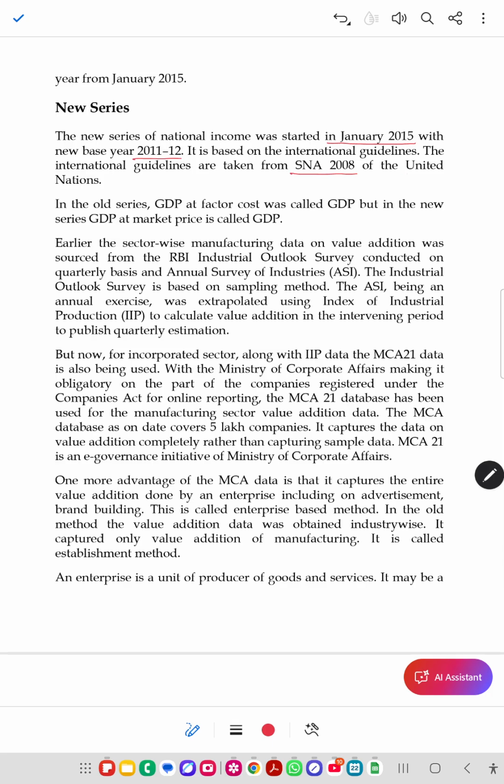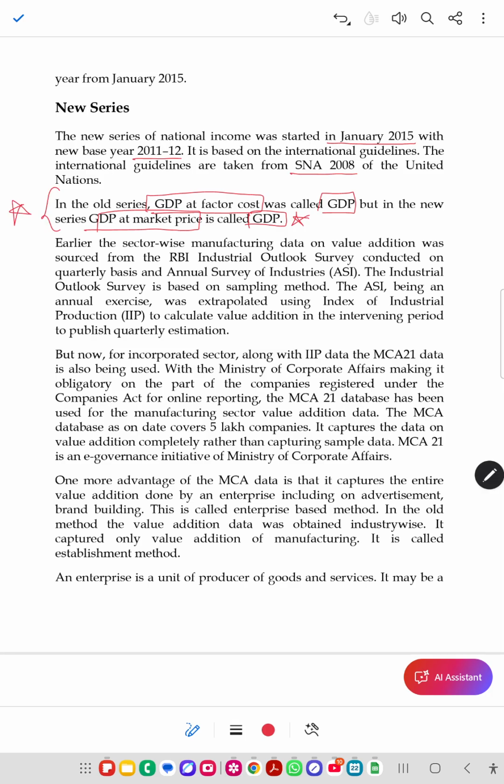In the old series, GDP at factor cost was called GDP. But in the new series, GDP at market price is called GDP. This is an important difference between the new series and the old series.